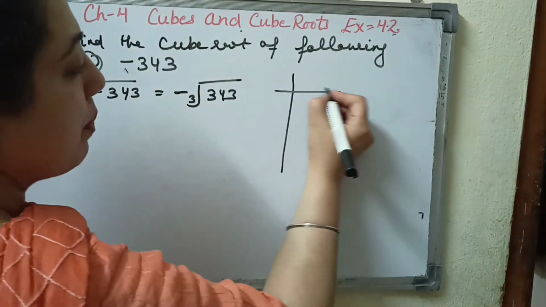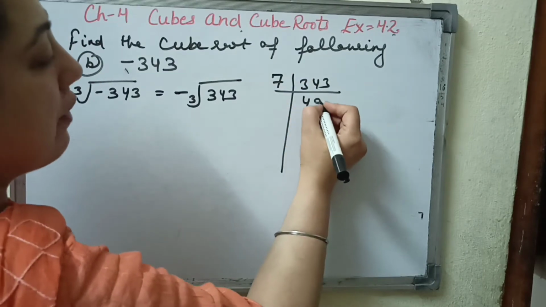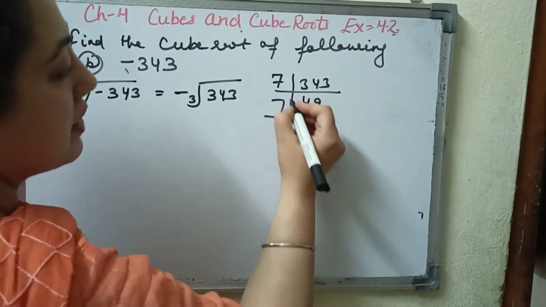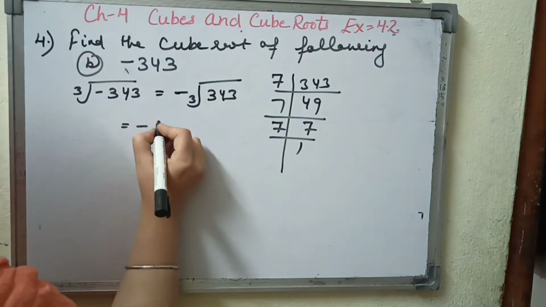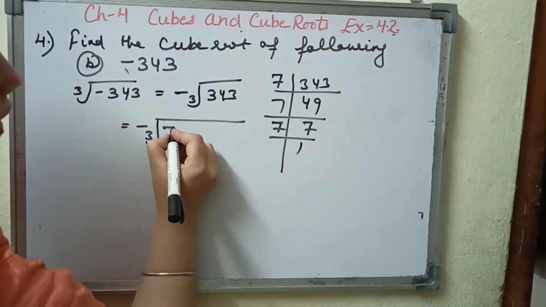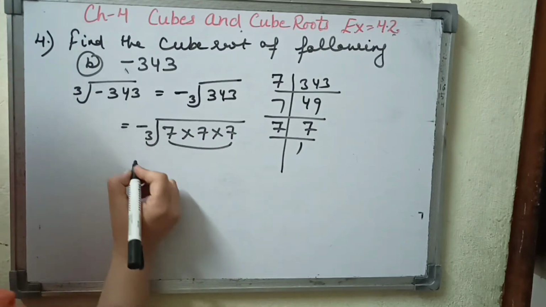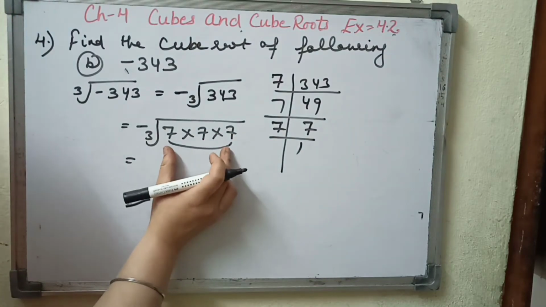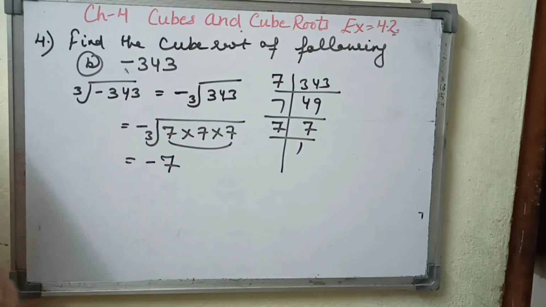Now again do the prime factorization of 343. This is divisible by 7, and its factors now are 7, 7 and 7. So write down minus here and write down 3 factors 7, 7, 7. Now make the group of 3 numbers, and corresponding to each 3 numbers we write only one number. So its answer is minus 7.